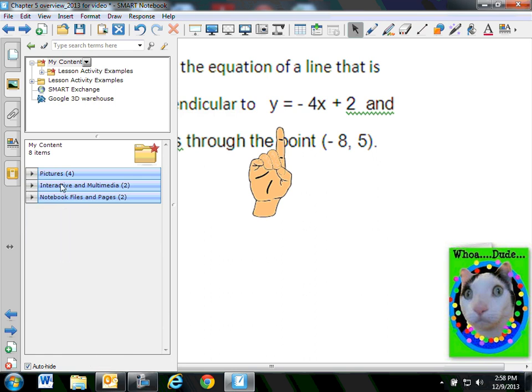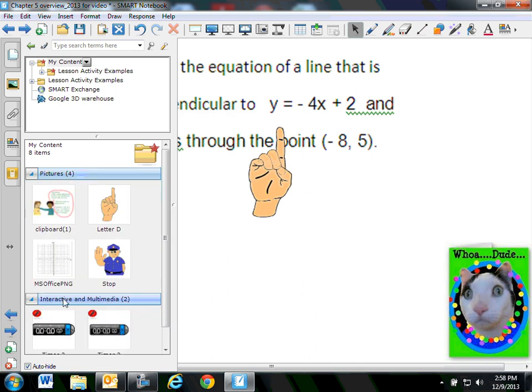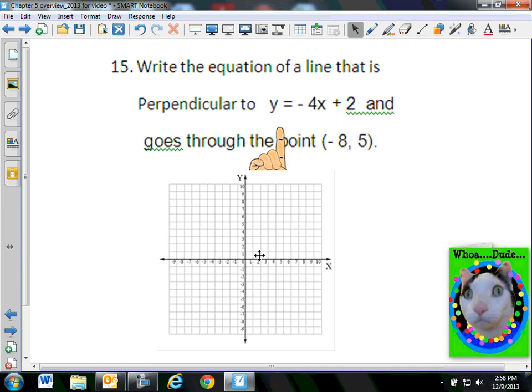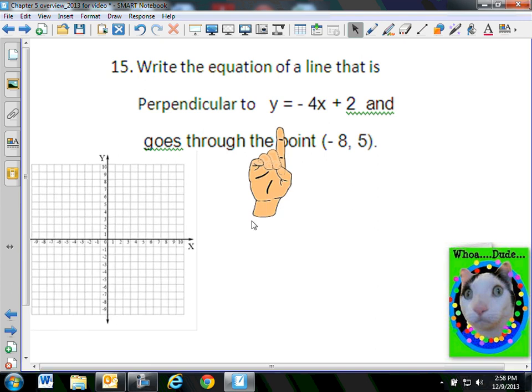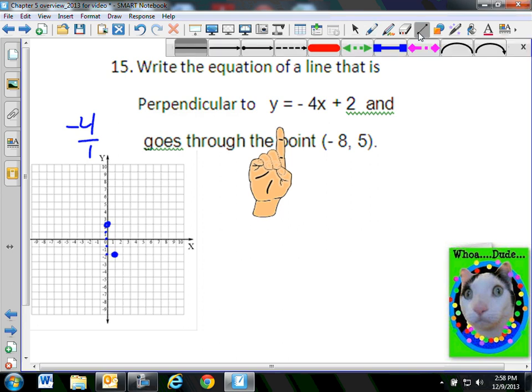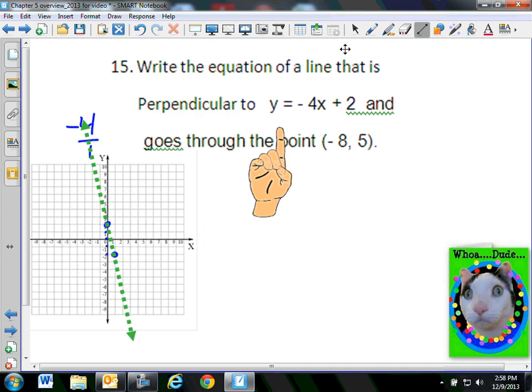Let me pull up a graph real quick. I'm going to graph this one right here. This is y equals negative 4x plus 2. That means I'm going to start at positive 2, somewhere in here, and go down 4. Remember, my slope here is negative 4. That means I'm going to go down 4 over 1. Okay, let me draw my line real quickly. Something like that.